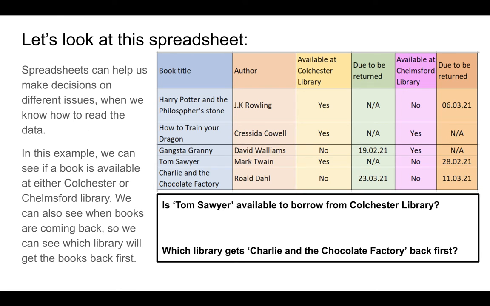So if we have a little look at each record, so if we use Harry Potter and the Philosopher's Stone, say I wanted to borrow that from the library, I would need to know where it is available. We've also got the author there, just in case we wanted to know who the author was as well. So I know that Harry Potter and the Philosopher's Stone was written by J.K. Rowling. It's available at Colchester Library because it says yes there. This column where it says NA, that means not applicable, it doesn't matter to this column in this case because it's available, so it doesn't need to be returned.